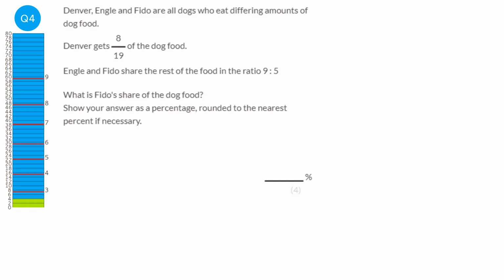The first piece of information I'm going to focus on is the fact Denver gets 8/19. That means that Engel and Fido together must get 11/19 because they have to add up to 1. So we're only looking at 11/19. I'm going to focus on the ratio next of Engel to Fido. So it's 9 to 5. And let's have a look and see, first of all, how many parts there are altogether? So 9 plus 5, which is 14 parts.